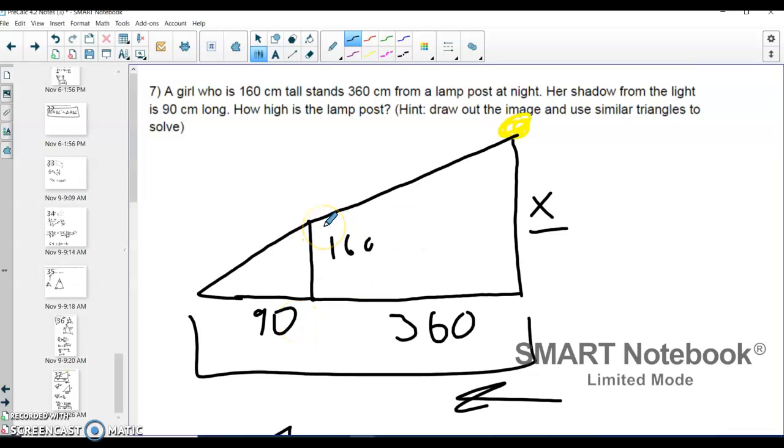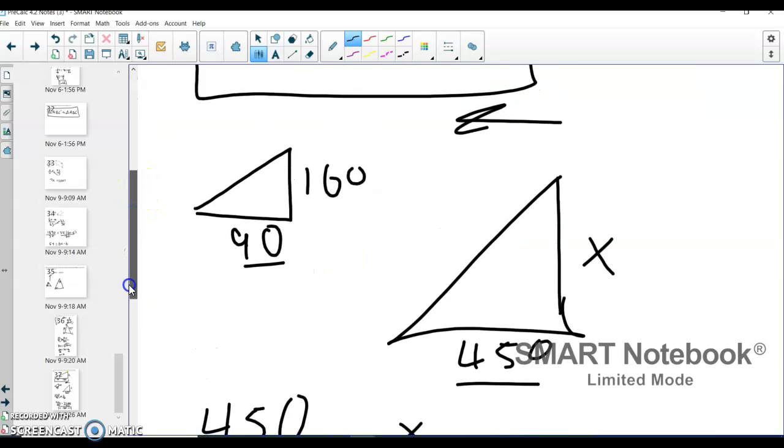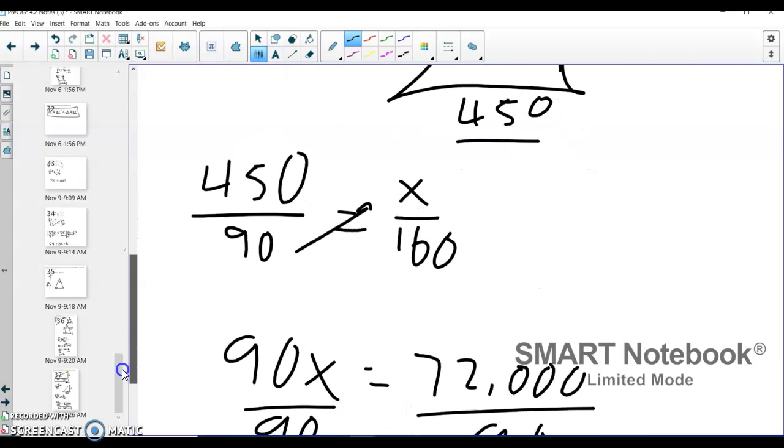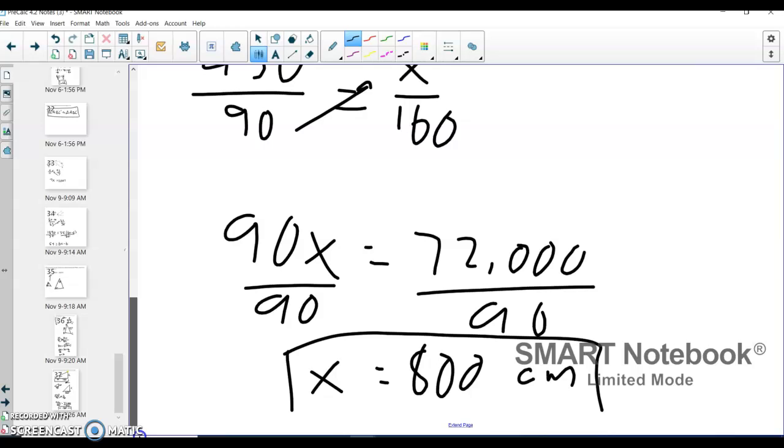Again, keeping in mind that I'm always looking to try to make triangles. I'm always trying to make similar triangles, okay? And so what I see there again too is that once I had the triangles set up, I broke them into small and big and continued on from there till I could get my answer, which was again 800 centimeters.